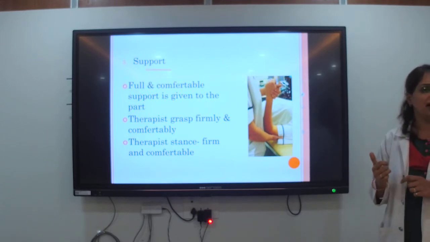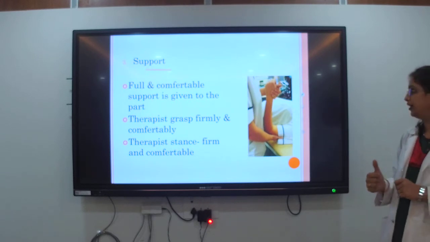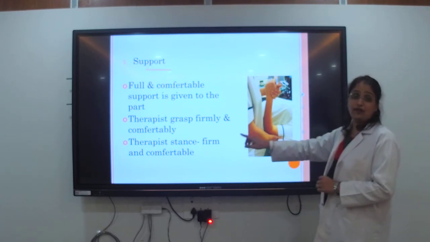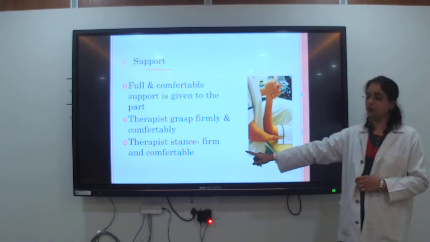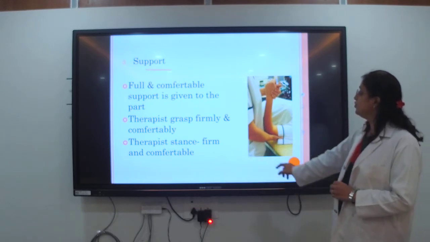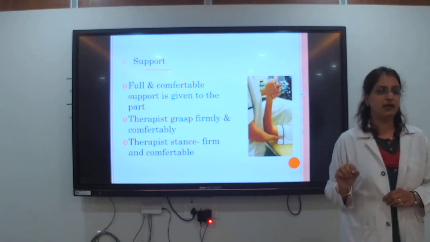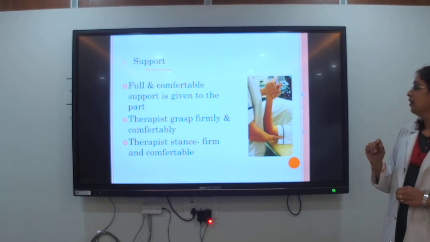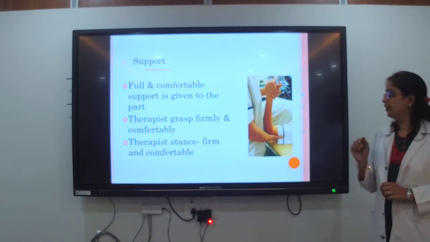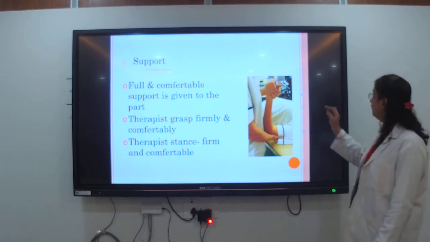You have to stand in stance phase when you are performing the passive movement. So you have to see your comfort also, otherwise you will face back pain. So the support you have to give to the distal part, and it should be comfortable for the patient, and you have to grasp very firmly and comfortably.